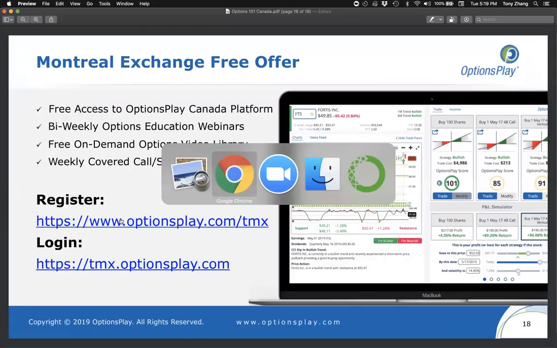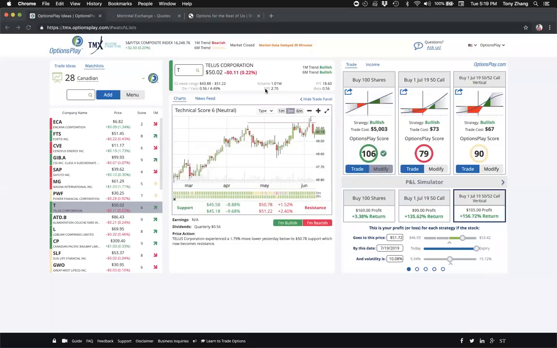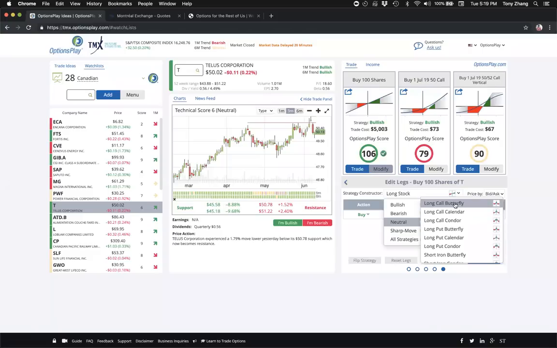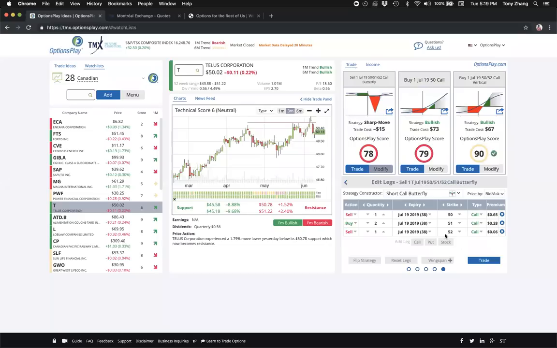And yes, you absolutely can use this for more advanced strategies. So you can click on modify for any of these strategies. We have a strategy constructor. So if you want to look at condors, butterflies, straddles, strangles, all types of strategies are available here. So you can just, by the click of a mouse, select one. You can move things around. You can make things wider or narrower just by the click of a mouse, accessing all advanced strategies.